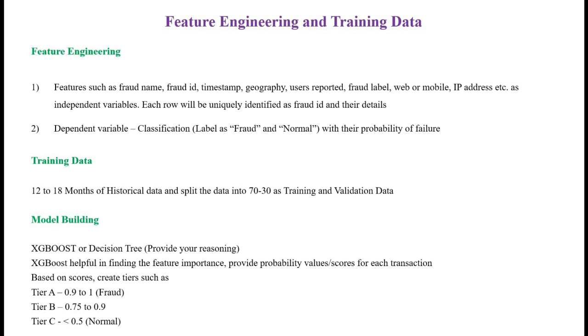And then you can say that the advantage of this model is that I will get some kind of probability scores, or a calibrated probability score. And based on those scores, I can create different tier levels. Like, if the score is coming between 0.9 to 1, then I will say that, hey, this belongs to tier A, and this is a fraud.